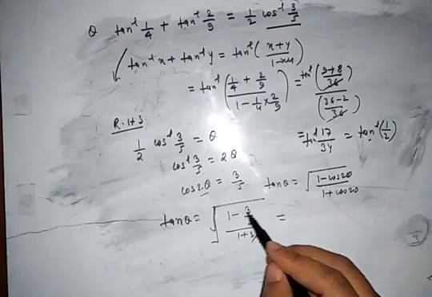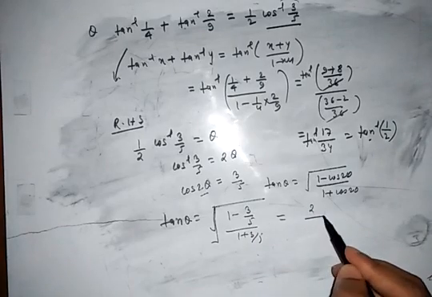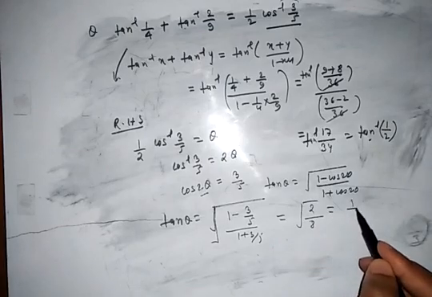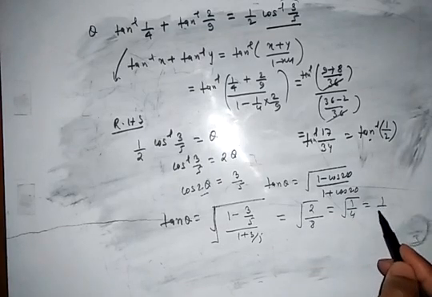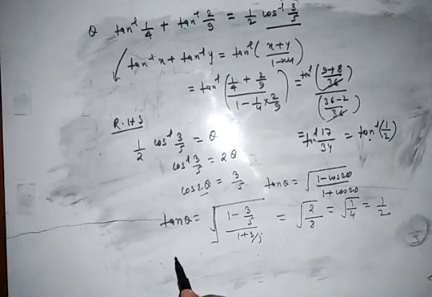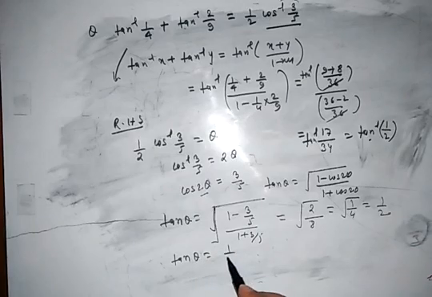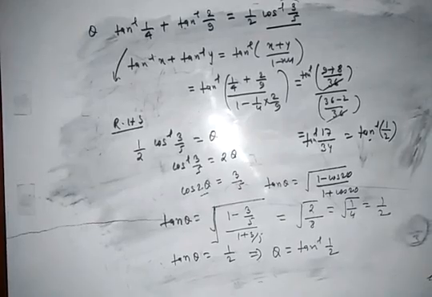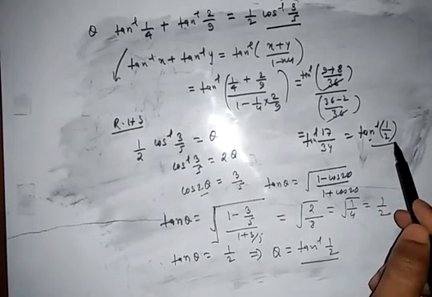How? 5 minus 3 is 2 by 5 plus 3 is 8, under root, that means 1 by 4 under root, this becomes half. So you can say tan theta is nothing but 1 by 2, then this implies theta is nothing but tan inverse 1 by 2. So I am getting here tan inverse 1 by 2 and LHS is tan inverse 1 by 2, hence this is proved.